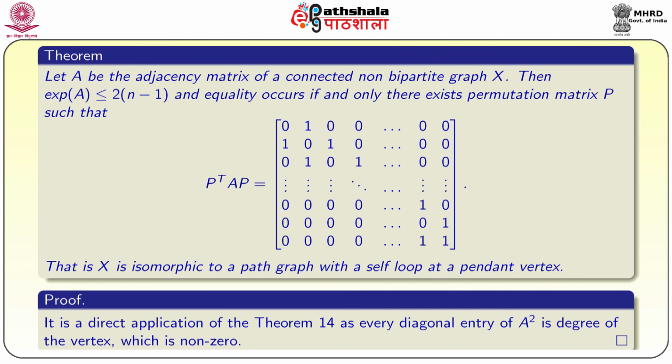So, the proof is straightforward. It is a direct application of the previous result, as every diagonal entry of A square is the degree of the vertex. So, every diagonal entry of A square is positive. So, the result follows. The exponent of a primitive matrix A is the smallest positive integer m such that A power m is greater than 0.